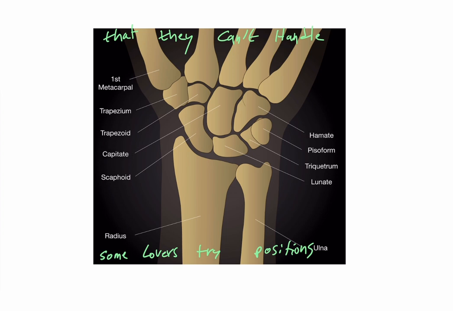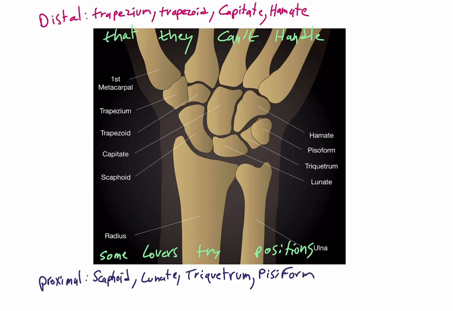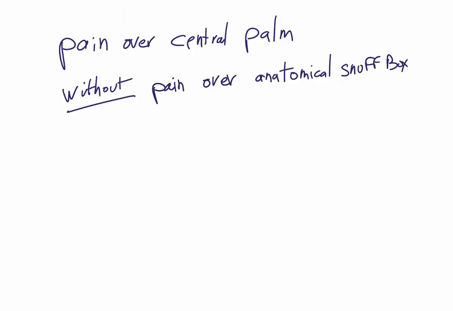All right, now let's get into something that might be clinically relevant on your licensing exams. So if they give you a woman who was drunk, twerking on a cop car, and then she fell down on an outstretched hand, she now has pain over her central palm without pain over the anatomical snuffbox. Which bone did she fracture?